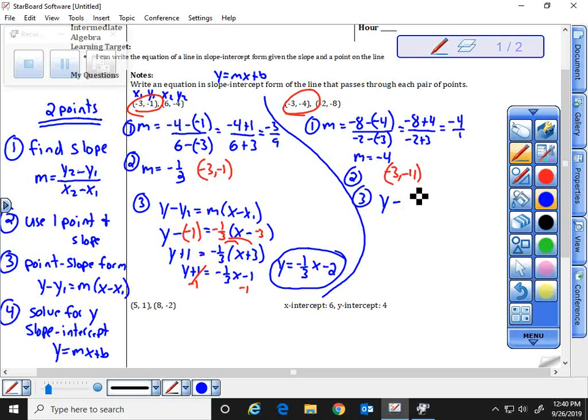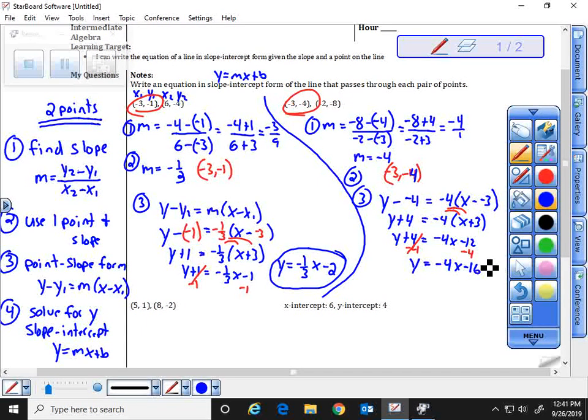Step 3, put it in point-slope form. Y minus the y value, negative 4, equals negative 4, the slope, and then x minus negative 3. So it'll be y plus 4 equals negative 4, and then x plus 3. Distribute. And subtract 4 from both sides. All right, there you go.